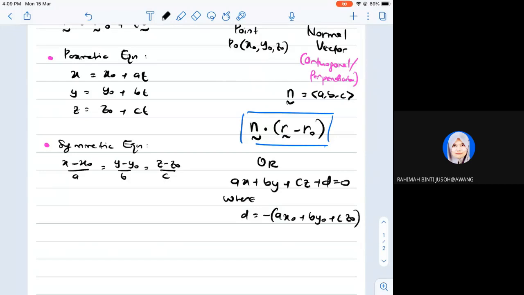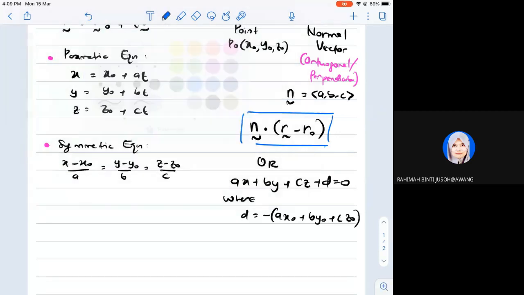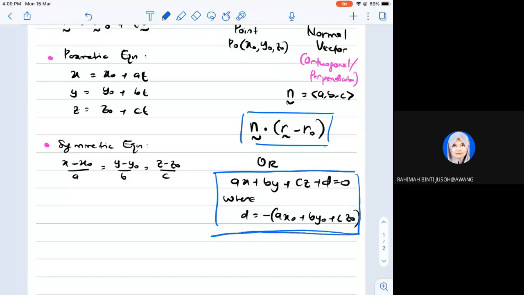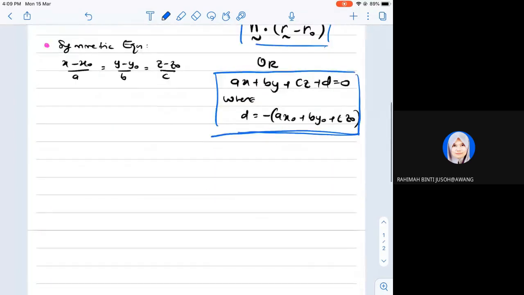Actually, the second formula comes from the first formula. It originates from the dot product formula. It is actually the same, but the second one is clearer. Okay. What else do you need to know?